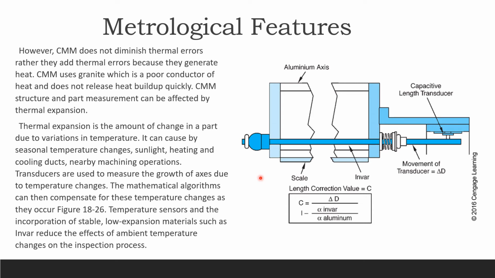And they're all running, so you suffer all of that around them. So thermal expansion is the amount of change in a part due to variation in temperature. And temperature change is always happening in the manufacturing world. That's why I try to teach you how to reduce the heat.